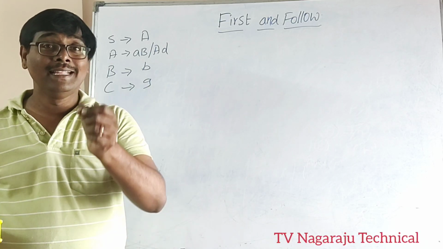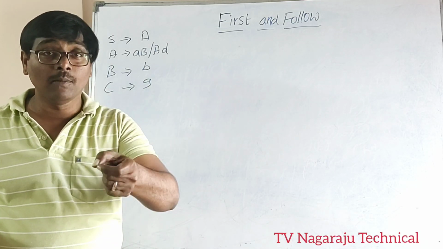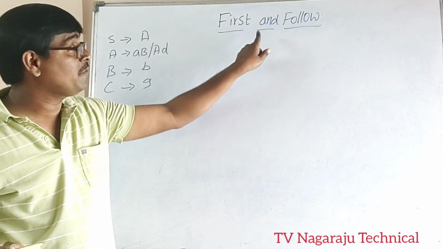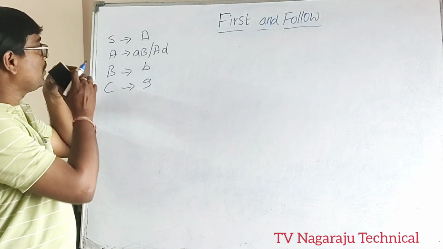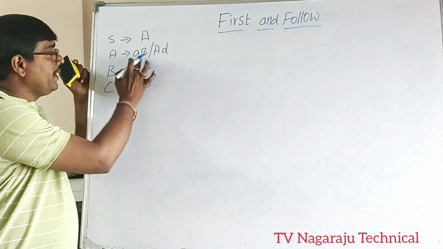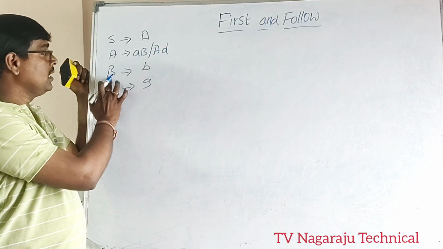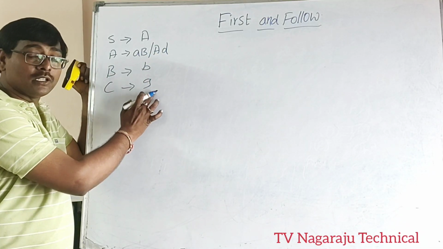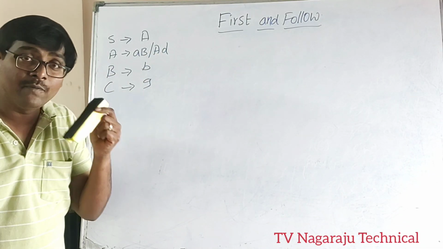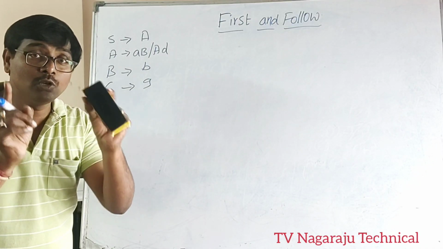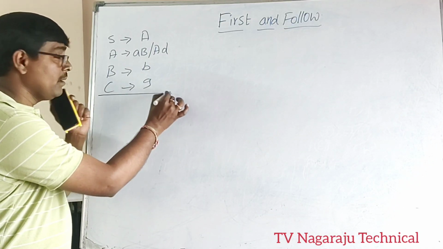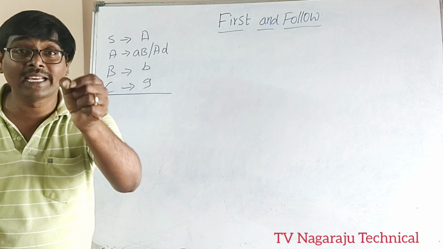Welcome to our channel. In this session, we will consider one more example of how to calculate first and follow. This is the grammar: S → A, A → AB | AD, B → b, C → g. Before calculating first and follow, you must remember the grammar must not be left recursive.